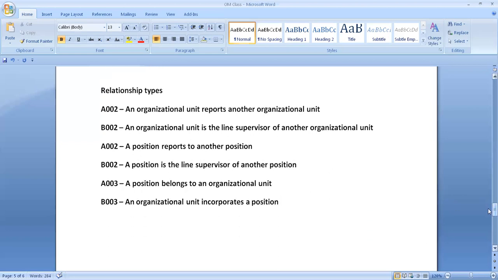An organizational unit incorporates a position. The code is 003, and I'm attaching A or B. If you create A, the system will create B. If you create B, the system will create A.